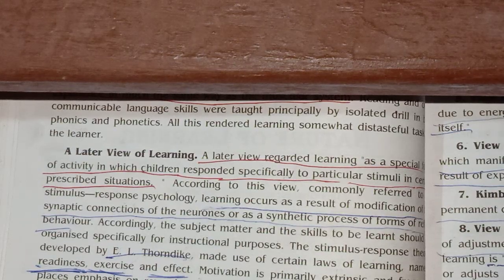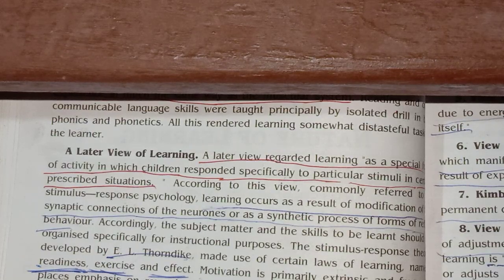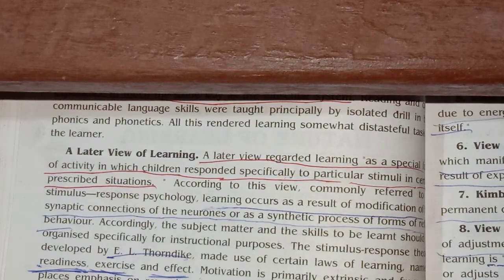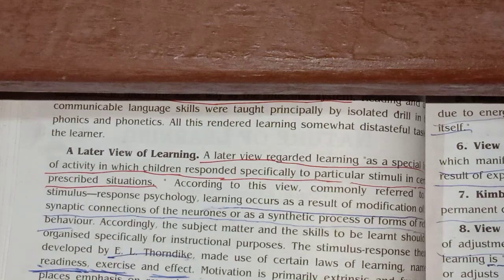In simple words, at that time it was thought that learning is a special activity which takes place when a student in a classroom situation gets a stimulus and responds to that stimulus in the classroom situation. What is the stimulus? The stimulus is the teacher. That activity was regarded as learning in the later view of learning.